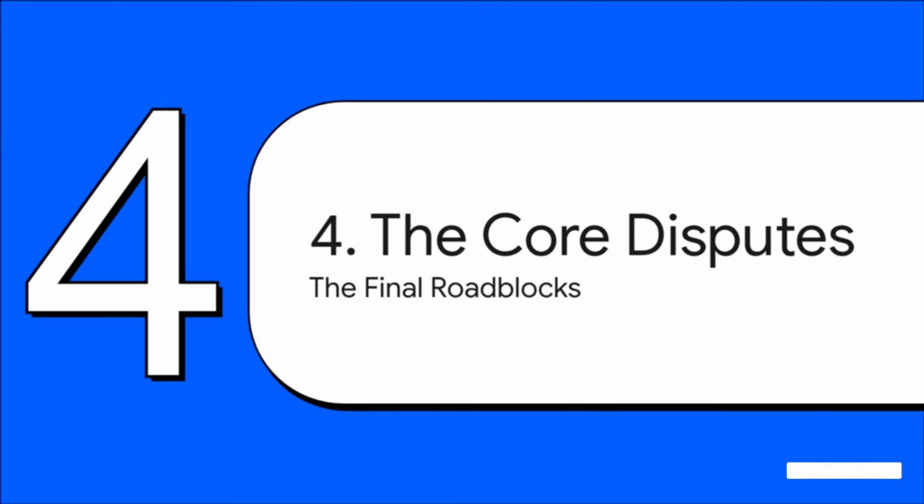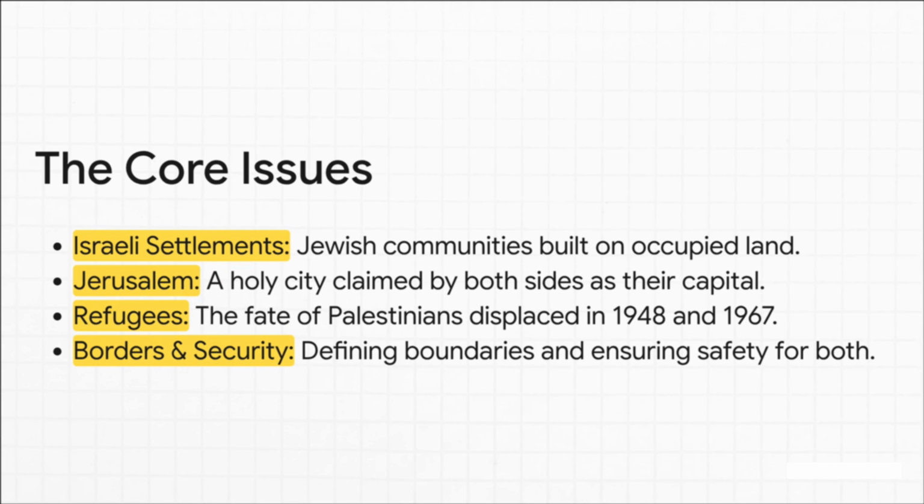That's what we're getting into in Section 4, the core disputes. It really all comes down to a few key issues, these massive roadblocks that are just incredibly emotional and politically explosive. Okay, so these are the big ones. Israeli settlements, the status of Jerusalem, Palestinian refugees, and of course, borders and security. And these aren't just bullet points on a slide. They cut to the very core of identity, history, and belief for both Israelis and Palestinians. Let's break down why each one is such a massive hurdle.